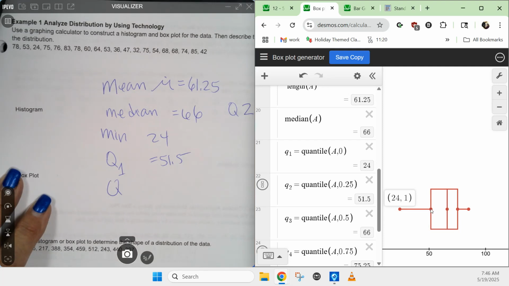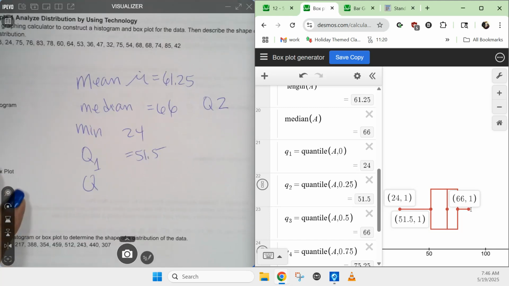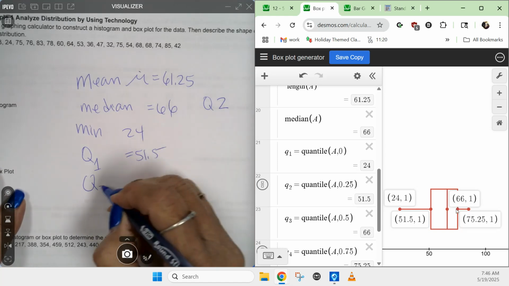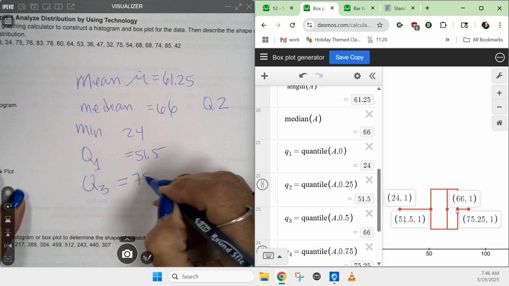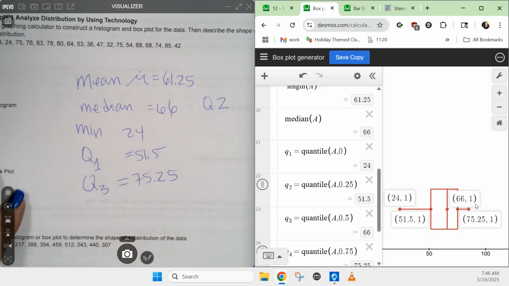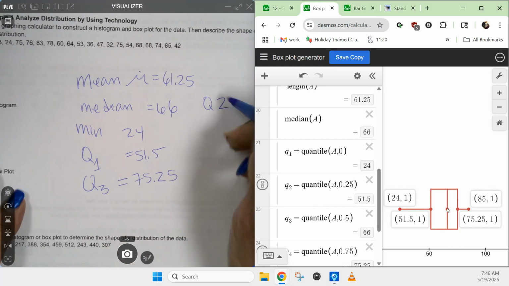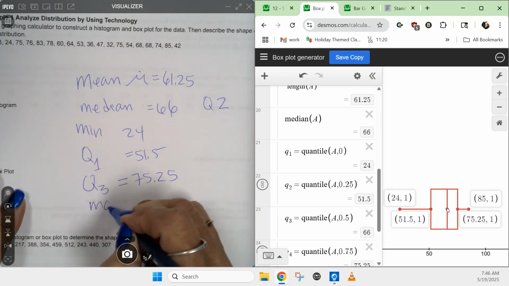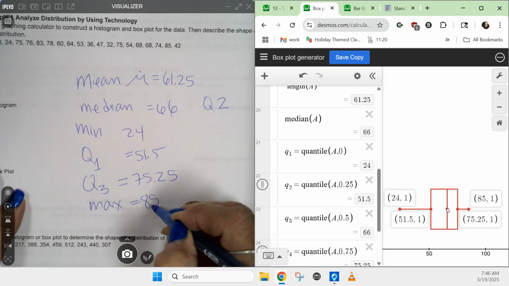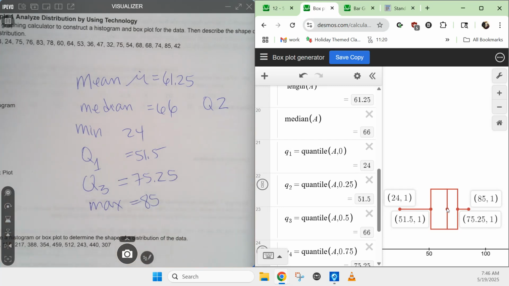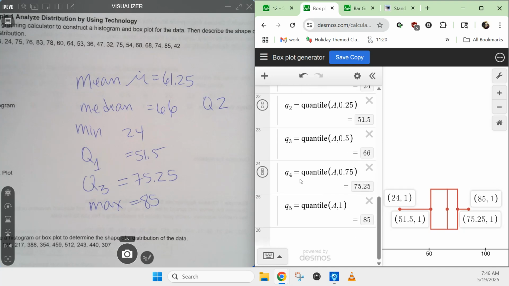We'll even look at it. I'm going to leave that on. See, quartile 2, so 66. And then, there we go. Quartile 3 is going to be 75.25. And then hopefully we can get that in there. I might have to get rid of the 66. Then we have our max is 85. Okay. So that's all you have to do in order to do this part.